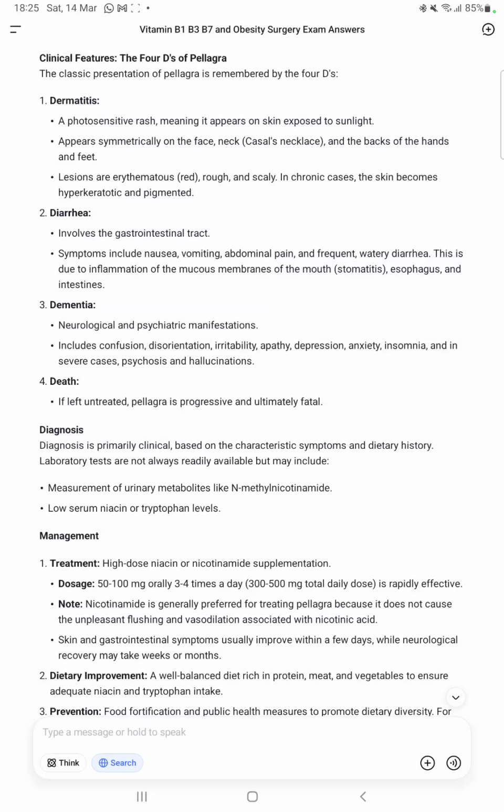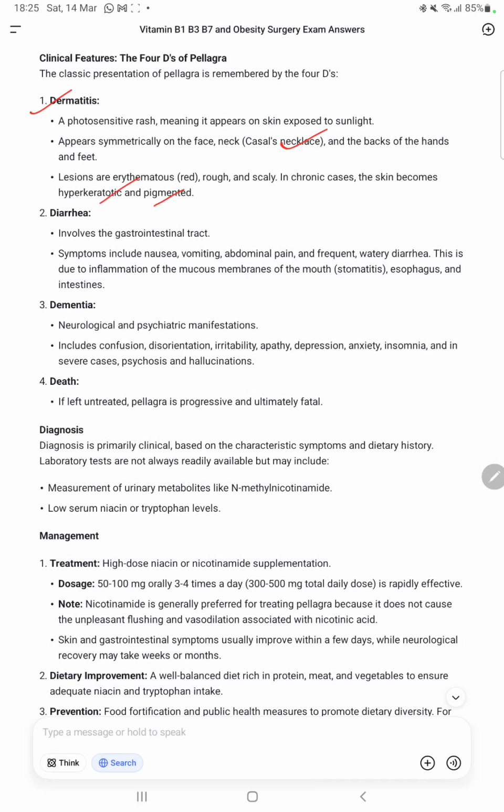And talking about the clinical features, there are 4 Ds of pellagra. The first is dermatitis. There is a photosensitive rash that appears on exposed skin. That looks like a necklace, which is called Casal's necklace. It is present on the back of the hands and the feet as well. The lesions are erythematous, that is red, rough and scaly. In chronic cases, the skin becomes hyperkeratotic and pigmented.